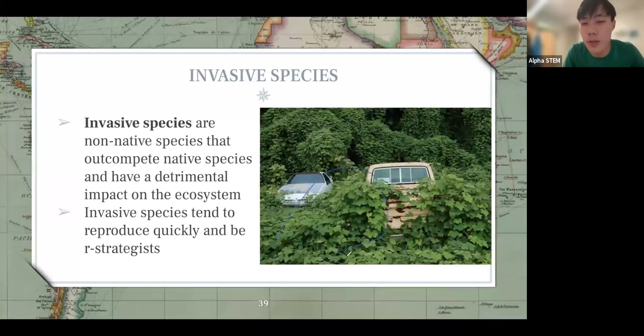So for example, this is kudzu, which is a plant that is invasive in most of southern USA because it just keeps growing and growing and there's nothing there to eat it.